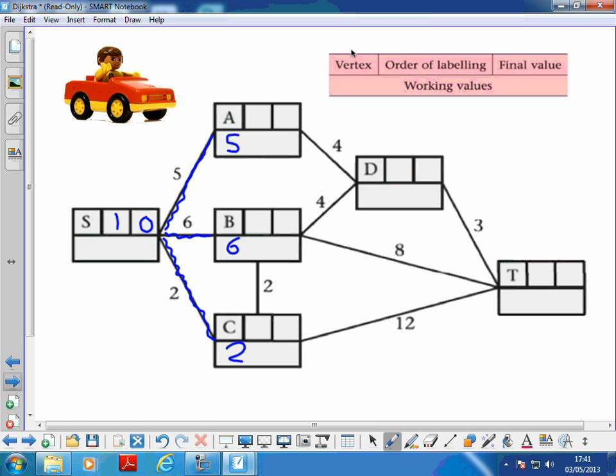So what we then did was we said, well, out of these, the smallest is C. So we'll go there next. So we put a 2 next to the C, because we've gone there second, and we put a 2 as the final value. The shortest way to get here is 2. Now, we're going to update from here. So scribble along from C to B, and add the 2, which is the C to B distance, to the 2, which was our final value for C. So that's to get 4.